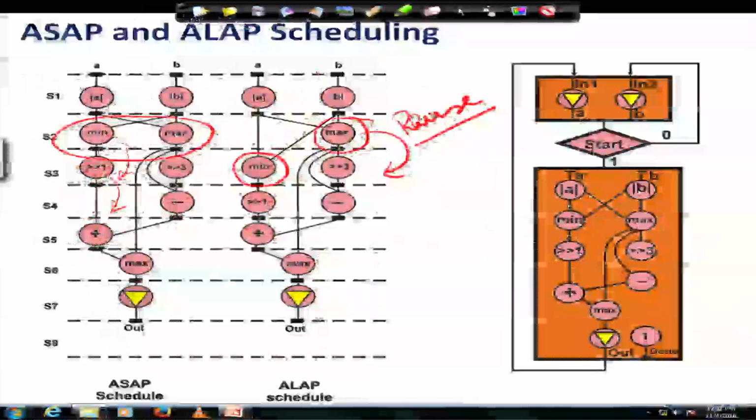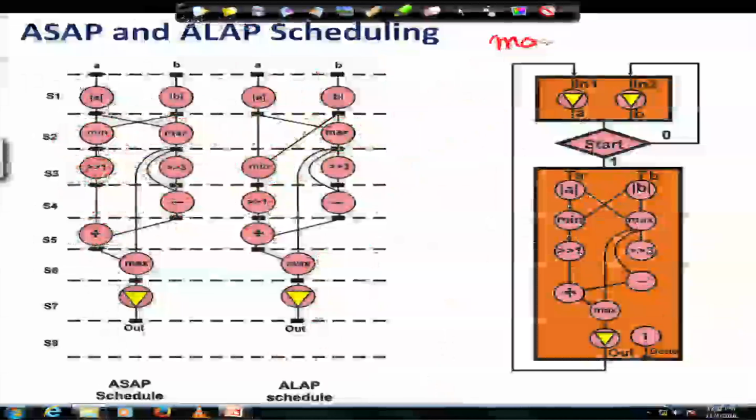Now, this as soon as possible and as late as possible is giving me another piece of information. It is giving me the information about the mobility of an operator.